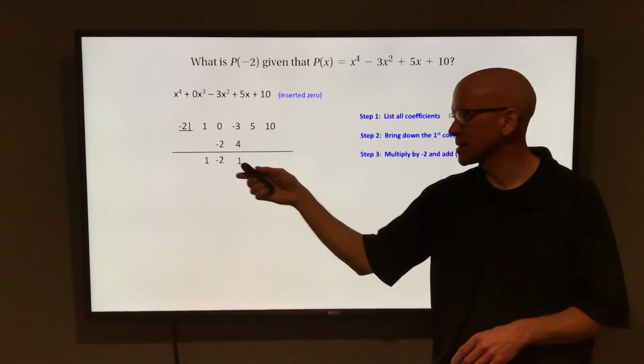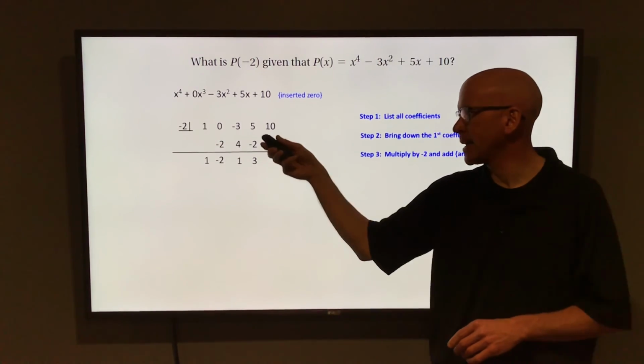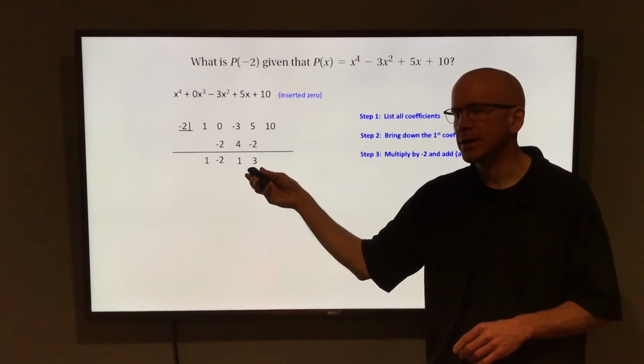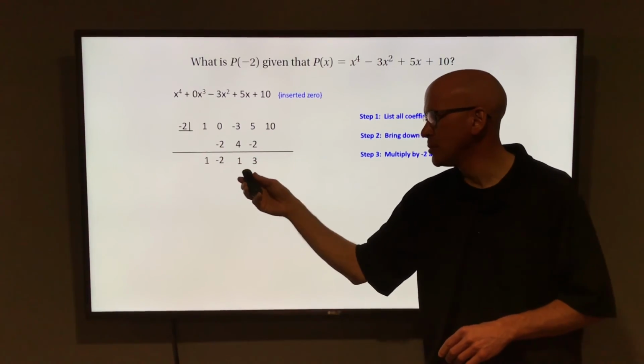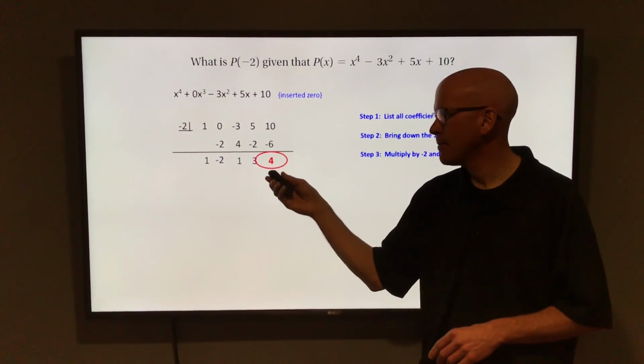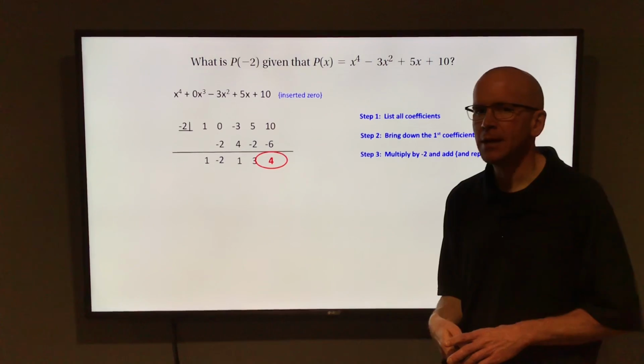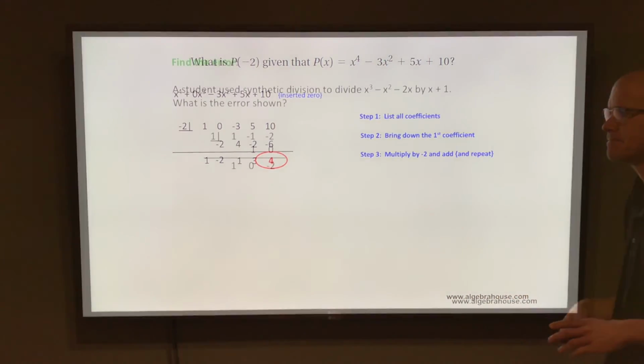Go back to the box and multiply -2 by 1, that is -2. Then add 5 and -2, that is +3. And back to the box, multiply -2 by 3, that is -6. Then add 10 and -6, that is +4. So that is what you get when you substitute -2 in for x.